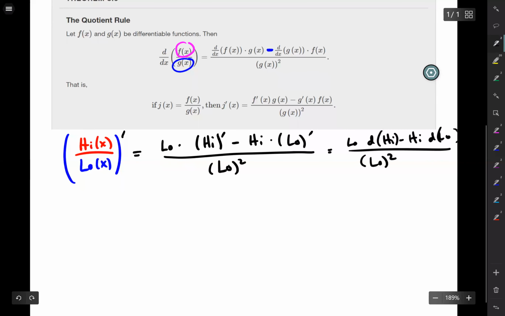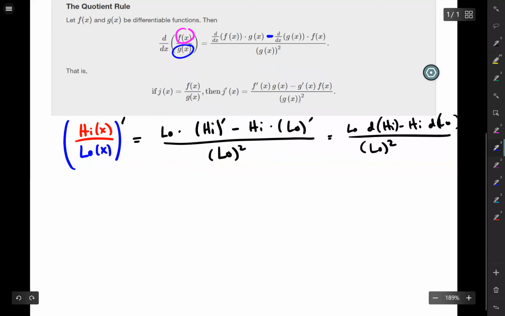So let's try to use this in practice now. So again, this is the quotient rule. And the key here is to make sure that the thing rhymes. So it's low d high minus high d low all over the square of the thing below. Part of the reason you want that to rhyme is that, because there's a minus sign, you need to have the correct order. So it needs to go low times high prime minus high times low prime all over low squared.